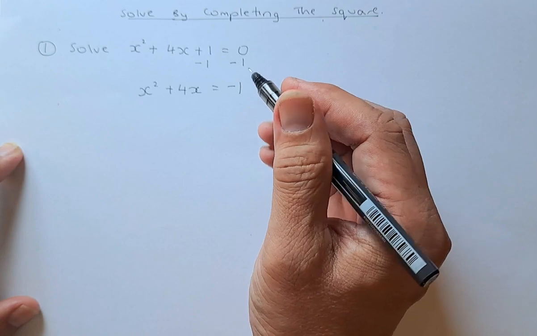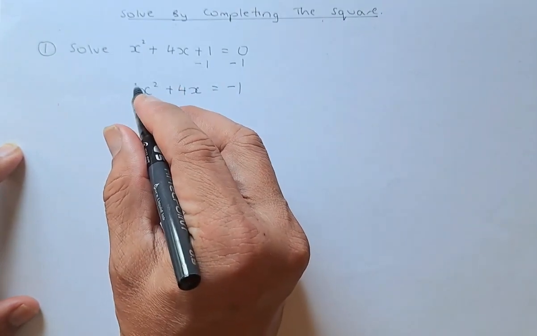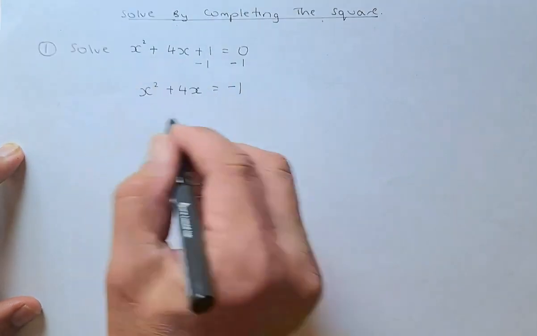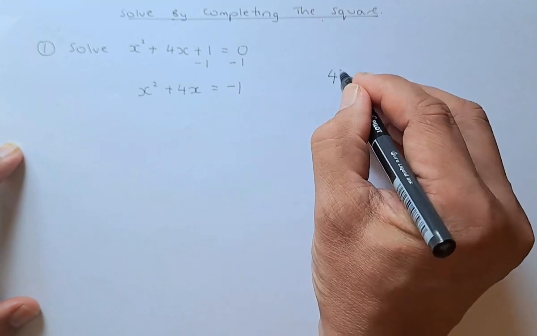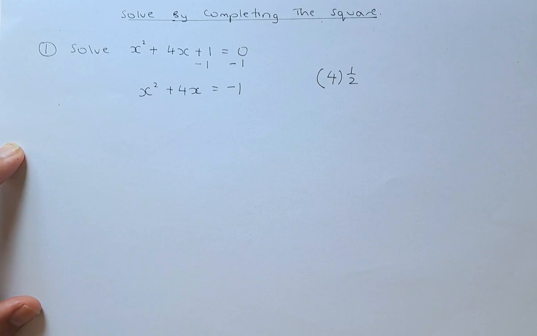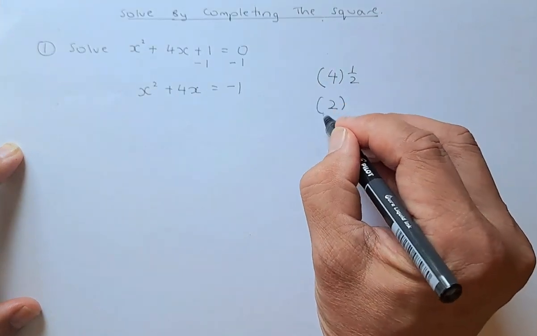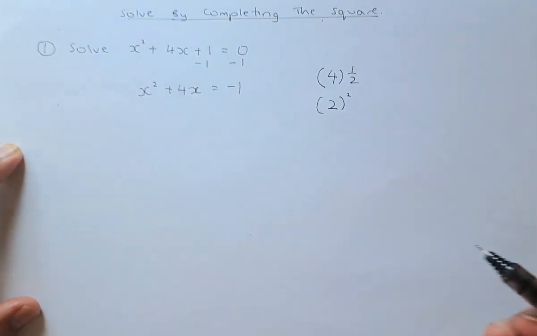Now you want to make the coefficient of x squared to be 1. We are lucky, it's 1, so we don't have to do anything. Now we want to make it a perfect square. So what we do, we're going to take 4 and multiply by half. So 4 multiplied by half, you get 2, and then you need to square that number, and we need to add 2 squared to both sides of the equation.